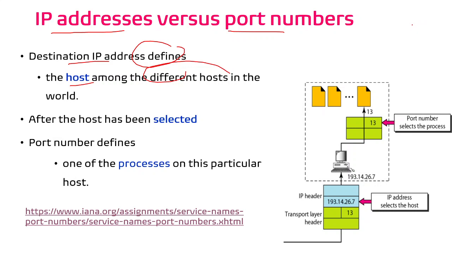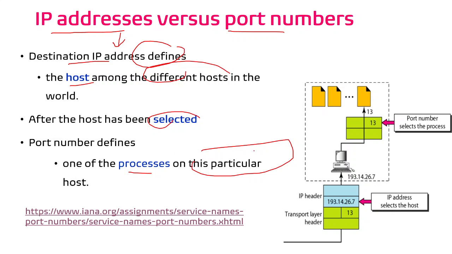I have to identify a particular host. Then what I need is the IP address. So after the host is selected, I have identified a particular host among the different hosts. After selecting the particular host, the port number will define one of the processes on that host. There may be several processes running on that particular host, and I have to choose a particular process that is running on it.